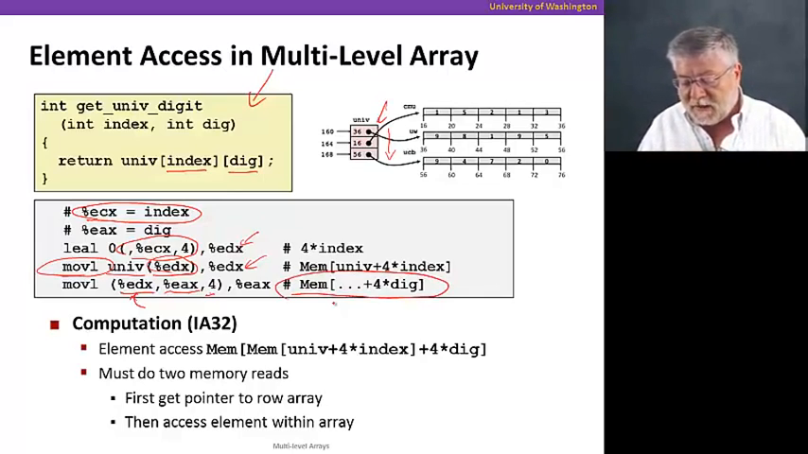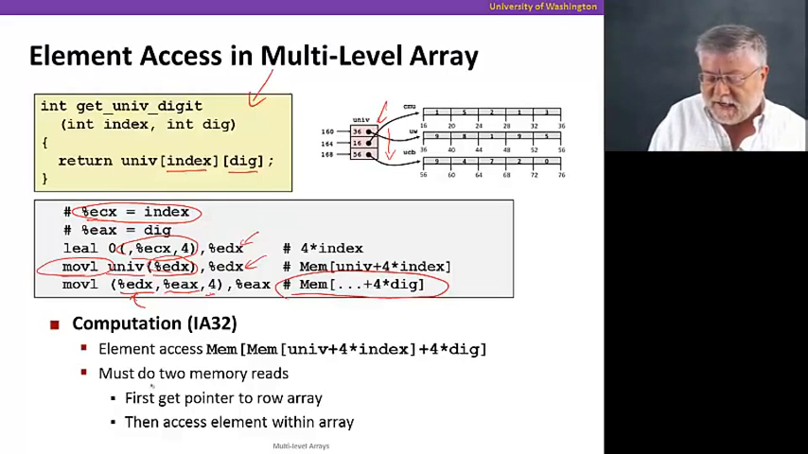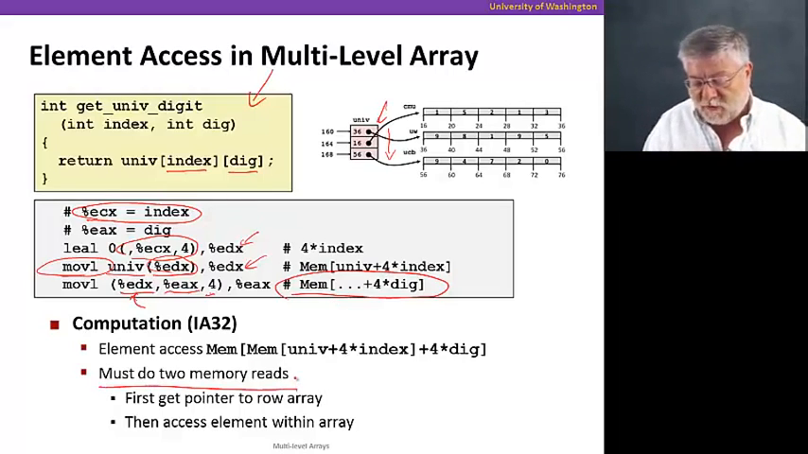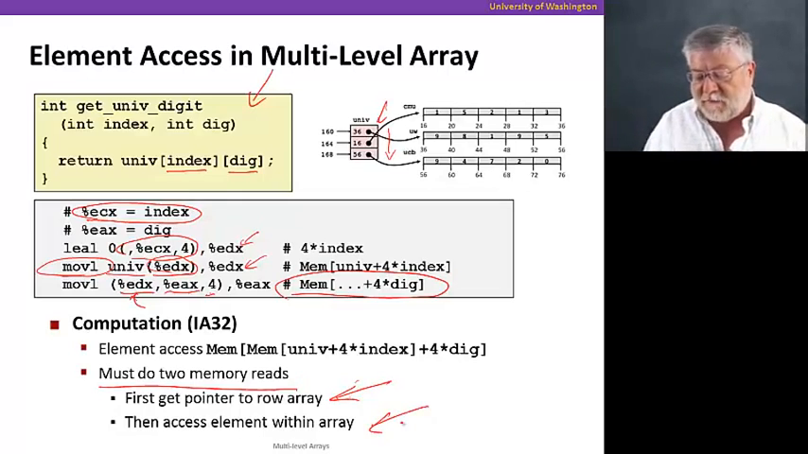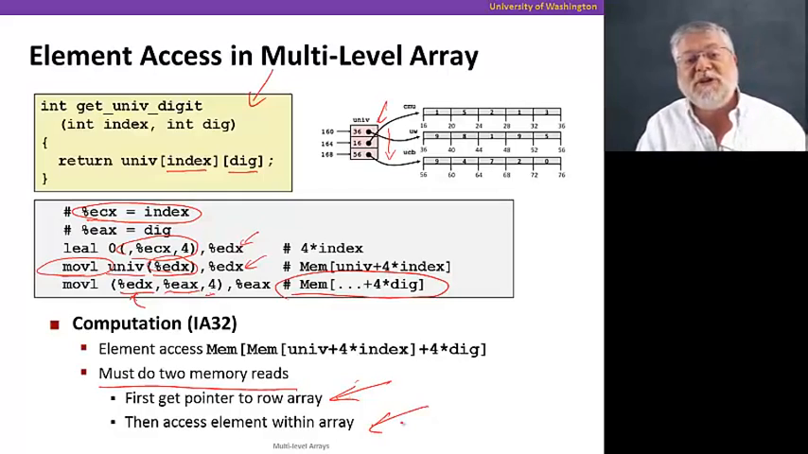So the important thing to understand here is that in this case we must do two memory reads. First, to get the address to the row, the pointer to the row, and then access within that row. In the multidimensional case, we could do that in one address computation because we had the guarantee that each row followed one after the other.